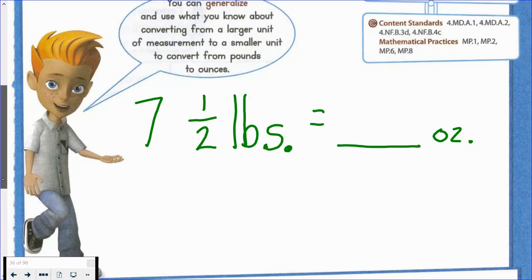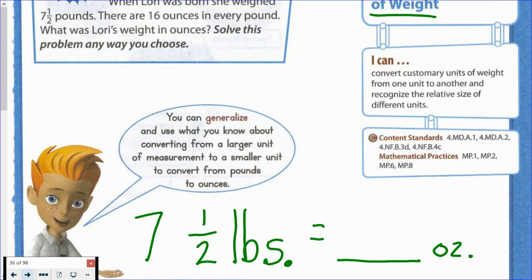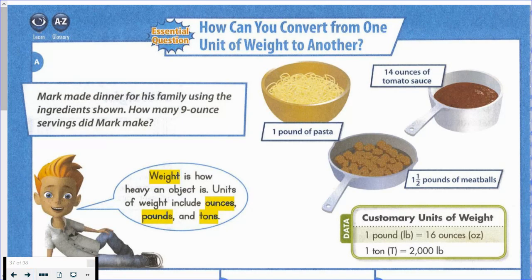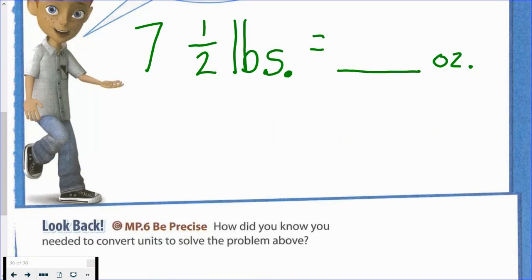So now let's go back to what we know using our conversion chart. You'll see there is a conversion chart in your math book right here on your visual learning page. 1 pound has 16 ounces. So let's go back to the solve and share. 1 pound has 16 ounces, so we have 7 pounds. That's 16 ounces, 16 ounces, and so on, seven times. Well, no one wants to sit and add 16 7 times. So we're going to use our multiplication.